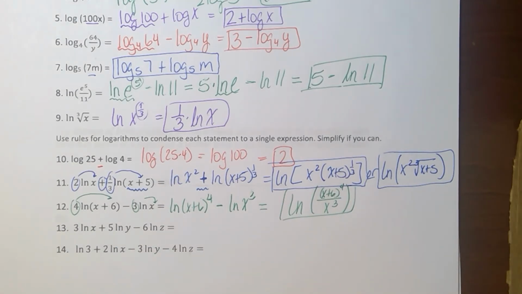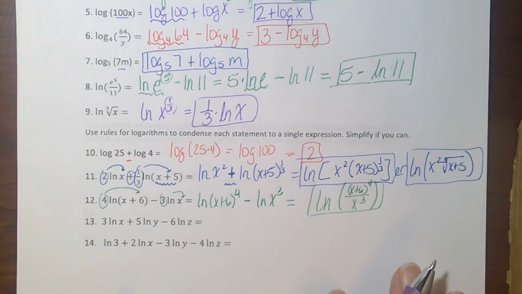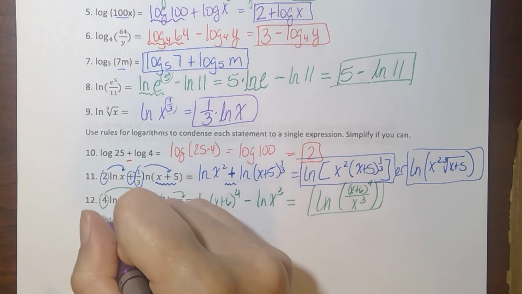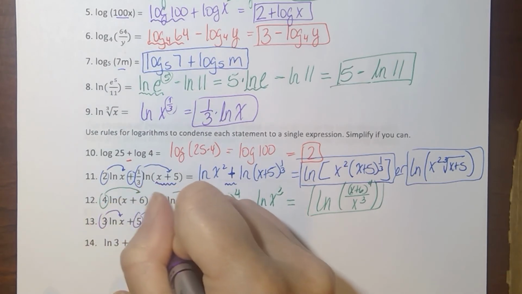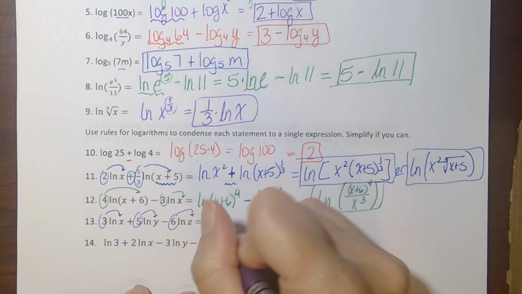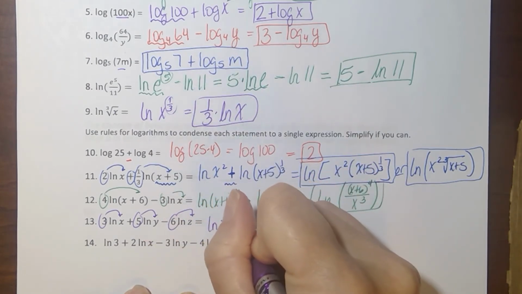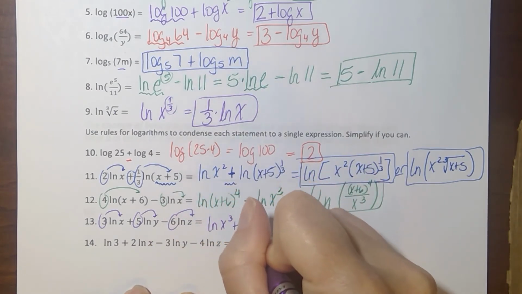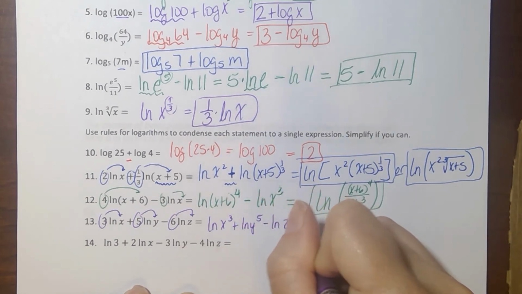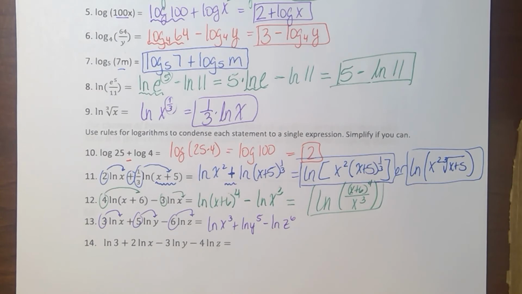Okay, the next one, I have 3 log statements here, all natural logs, so they're all the same base. I'm going to condense them into a single log statement. Start with your power rule. Apply the power rule to each of those individual log statements as needed, so that I end up with natural log of x cubed plus natural log of y to the 5th minus natural log of z to the 6th.